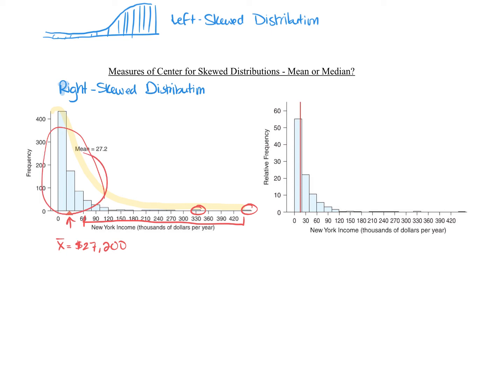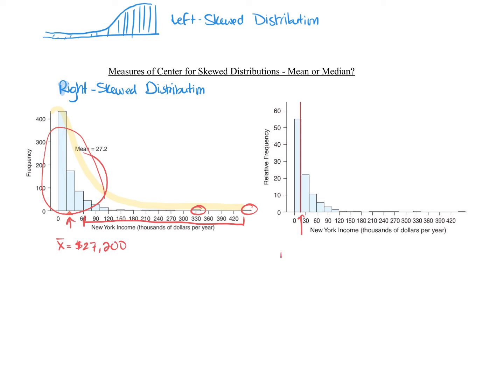That outlier is going to pull the mean up. Okay, so it's going to make that mean value a lot higher, and so that's not representative of most people's income in New York. So instead of using the mean whenever you have data that is skewed, a better measure of center to use to describe the typical value for your distribution is to use the median.